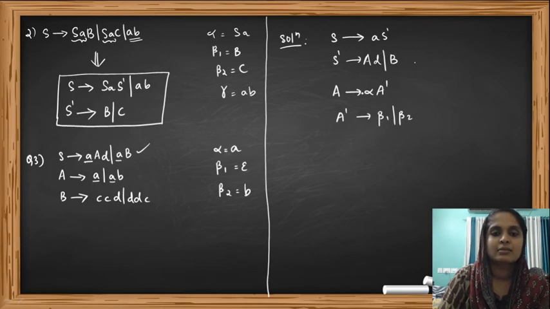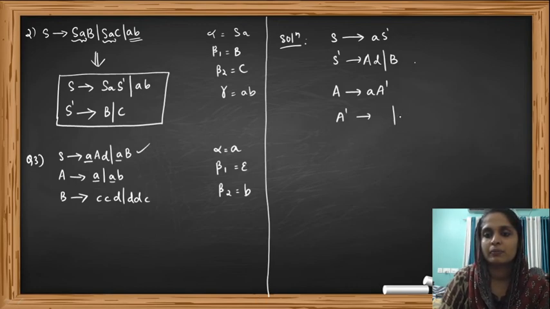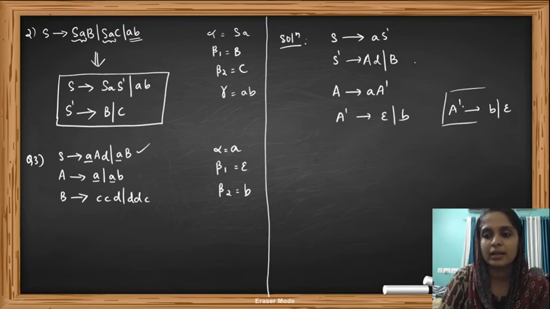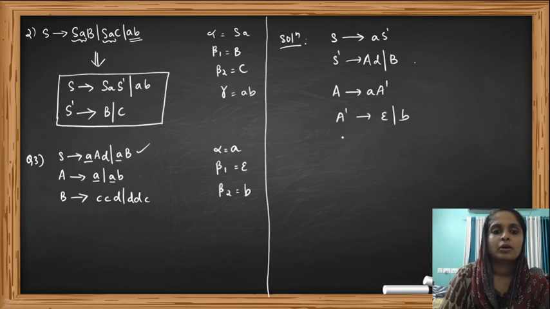Alpha is A itself. So we can change alpha to A. And what's the value of beta 1 and beta 2? They are epsilon and small letter b. So we can just substitute the values epsilon and small letter b. Okay? Or you can just write it like A dash produces b bar epsilon. Anyway, both are correct. Generally, we write epsilon at the last. If you don't write that, then also it's correct. Okay, so we have finished our second production.